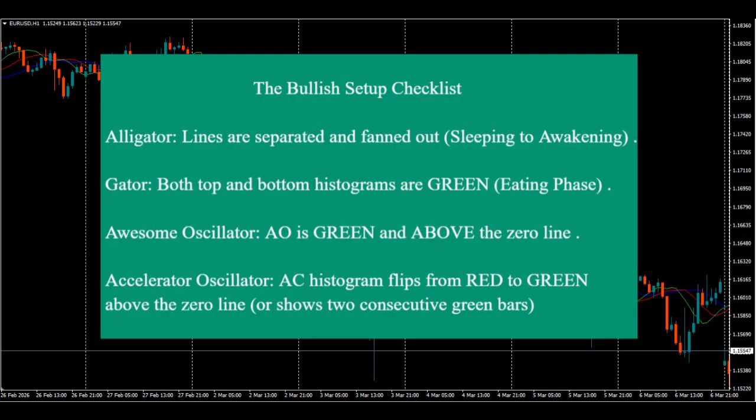The bullish setup checklist. Alligator: lines are separated and fanned out, sleeping to awakening. Gator: both top and bottom histograms are green, eating phase. Awesome Oscillator: AO is green and above the zero line. Accelerator Oscillator: AC histogram flips from red to green above the zero line, or shows 2 consecutive green bars.